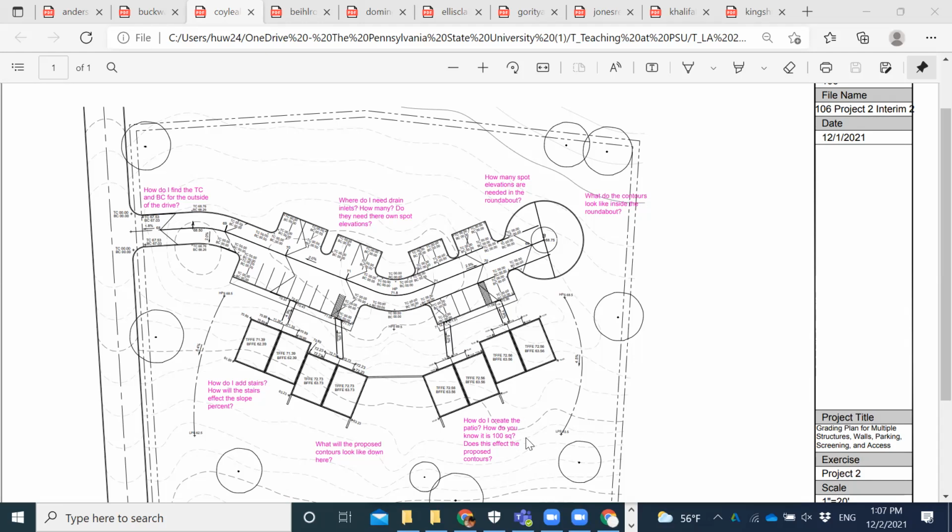How do I create the patio? How do you know? I think it's at least 100 square feet, right? It doesn't have to be exactly 100 square feet, so you can make it larger. Yeah, the patio does indeed affect the proposed contours. How do I add stairs? Stairs would be in front of your building. So let's take a look at the parking lot questions first.